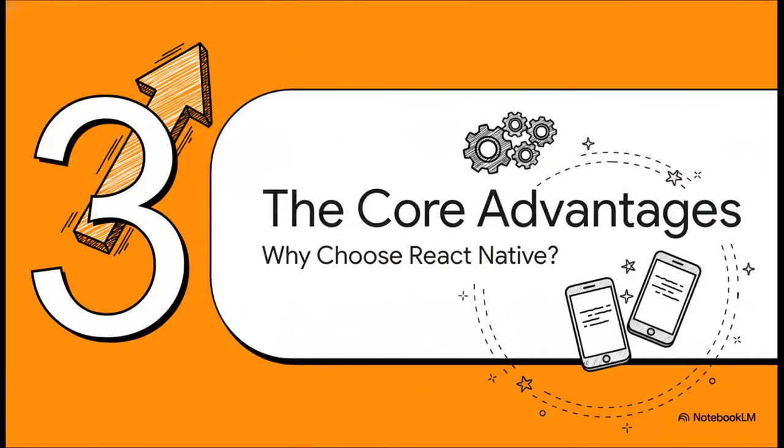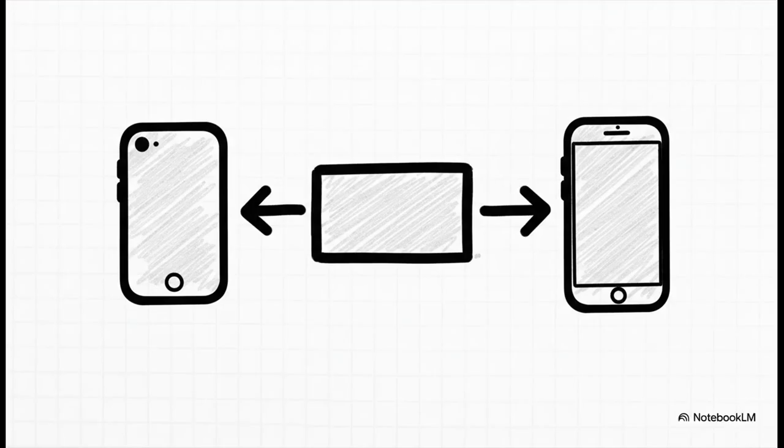Okay, so it solves a massive problem, we get that. But what are the specific benefits that make it so powerful? Let's break down the core advantages. This right here, this is the headline. It's the number one reason teams choose React Native. You write your app's code one time, and it just works on both mobile platforms. This absolutely slashes development time and, of course, the cost.